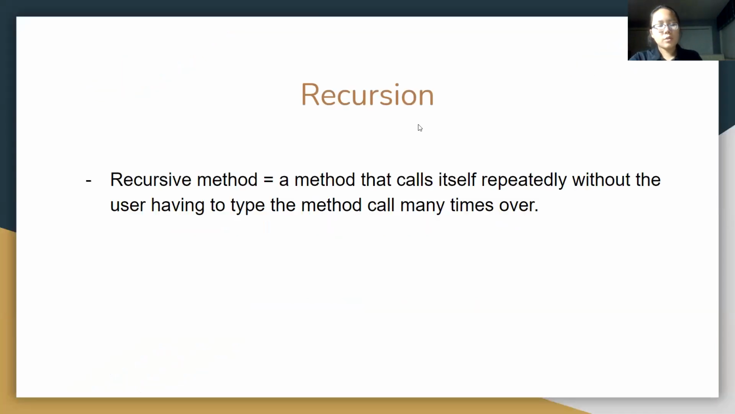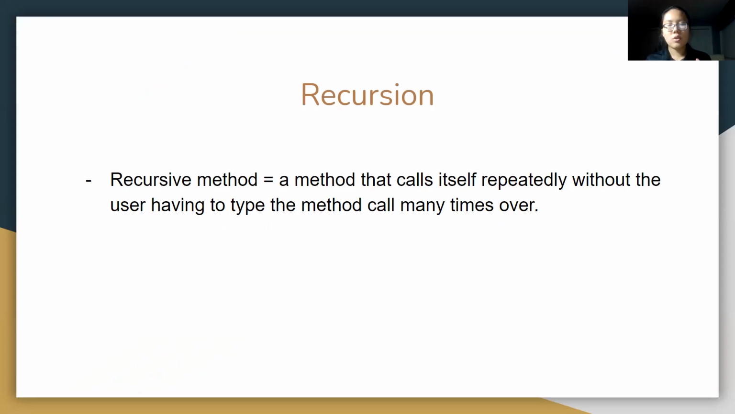All right, so a recursive method is essentially a method that calls itself repeatedly without having the user type the method call many times over. So sometimes you want the method to do something that calculates on itself, right? Sometimes you don't want to write gigantic bunches of code. So I'm not sure if you guys know the factorial, right? Let me know if you know, but essentially if you're doing 6 factorial, right? That's essentially just saying 1 times 2 times 3 times 4 times 5 times 6.